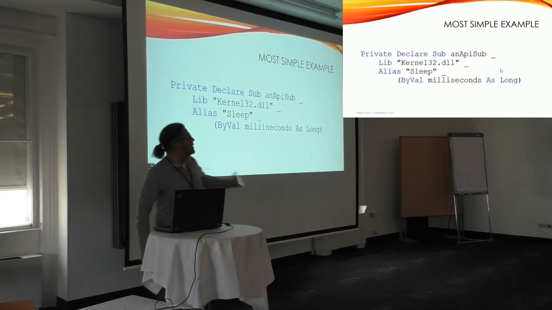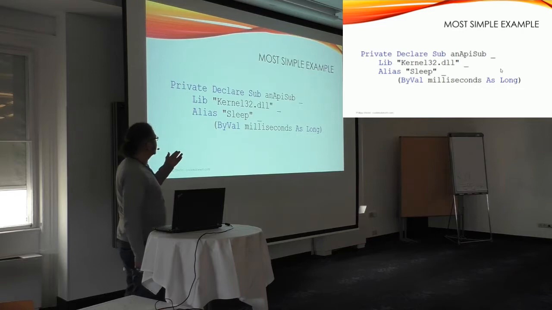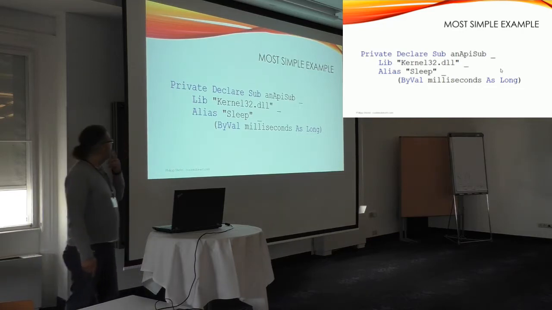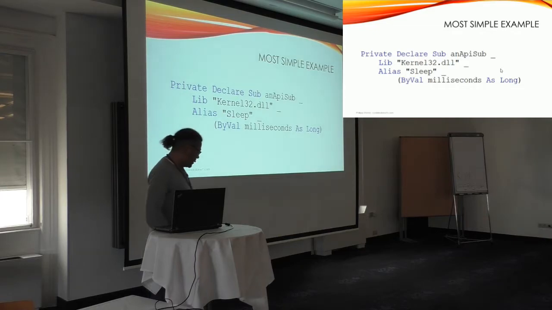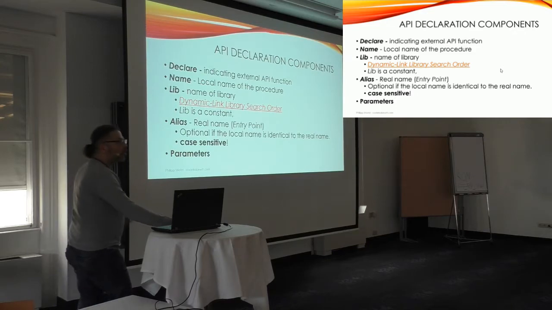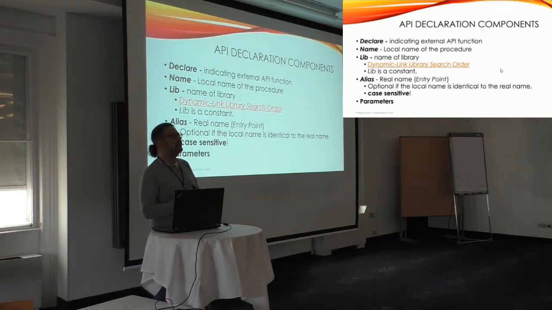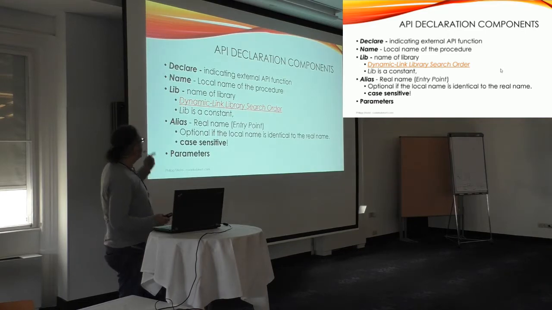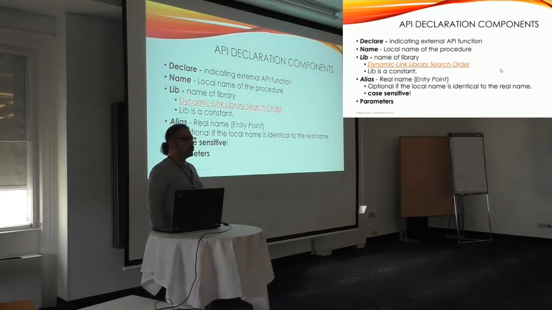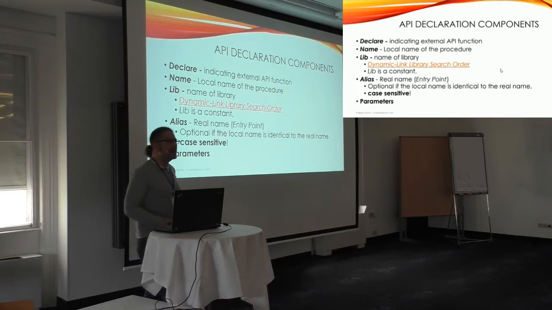So, this is the most simple API sample I could think of. It's just the sleep function. I'm not going into much detail here, but I'm explaining a little bit about what these components actually mean. Declare indicates this is an external function. It's not a function we've written ourselves, it's an external library function. The name is the local name of our function that we want to use in our code to call it. The lib is the name of the library.